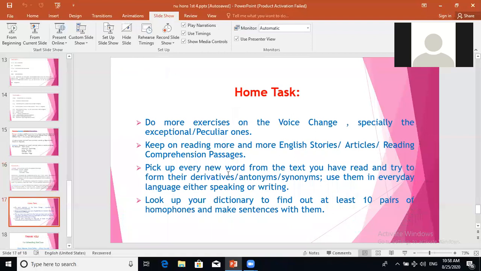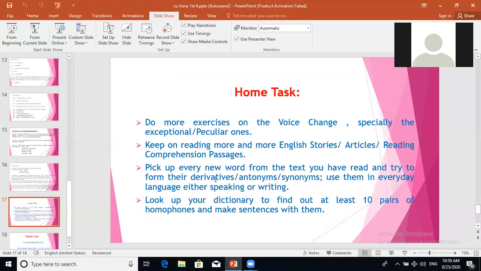Now look at the home task. If you practice these things with any good grammar book, that will help you to improve your vocabulary, but you must do this homework at home. Do more exercise on the voice change, especially the exceptional, peculiar ones. Keep on reading more and more English stories, articles, reading comprehension passages. Pick up every new word from the text you have read and try to form their derivatives, antonyms, synonyms. Use them in everyday language, either speaking or writing. That's very important.